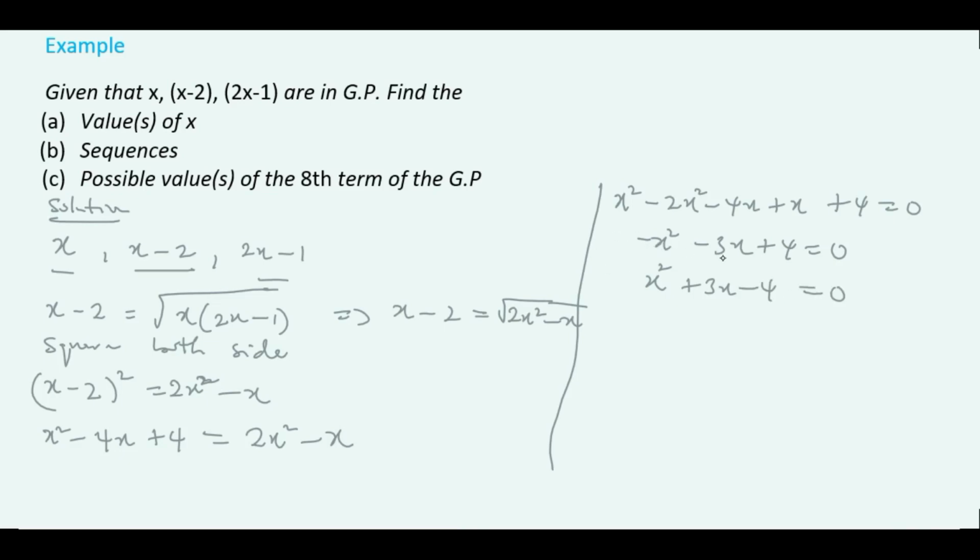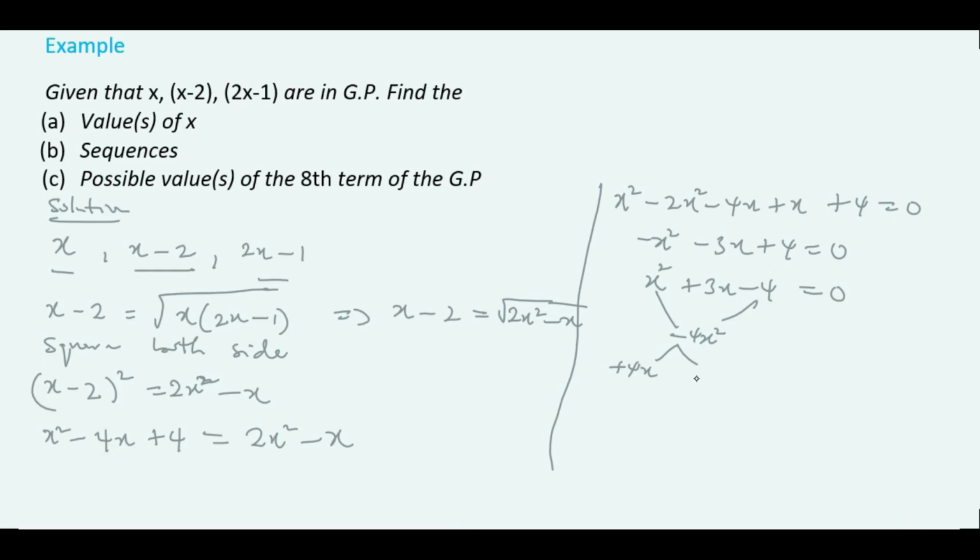So we have this quadratic equation. Before we can get plus 3x, it should be plus 4x minus x. So the two things that will give us plus 3x will be what?